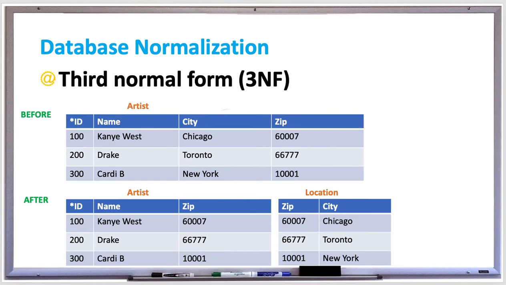So let's take a look at the tables we have here. Let's say we had an artist table which had 3 artists, Kanye West, Drake, and Cardi B, and we list their ID, name, city, and zip code. So we could have a separate table called location where the zip code is the key and the city where the zip code is located is another column. That way we don't have to store city and zip both in the same artist table. So ultimately it's a little bit less redundancy.